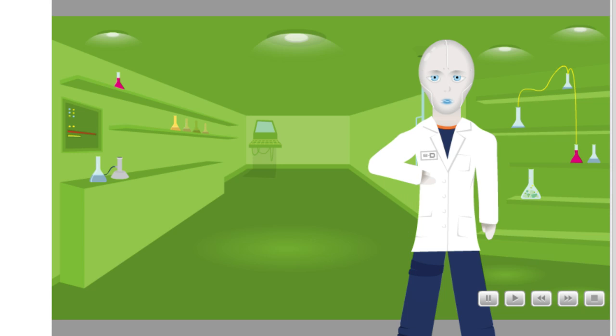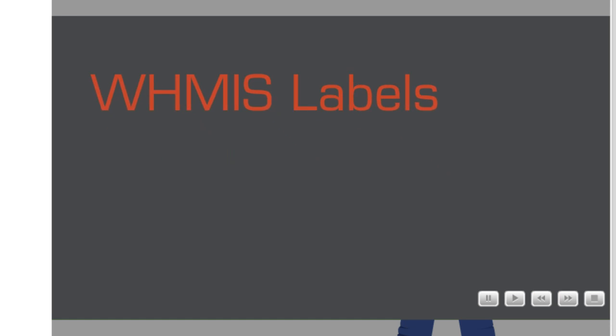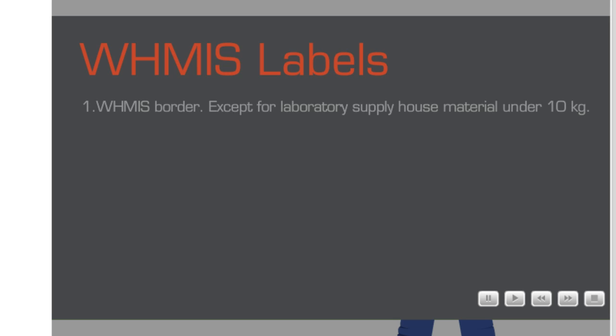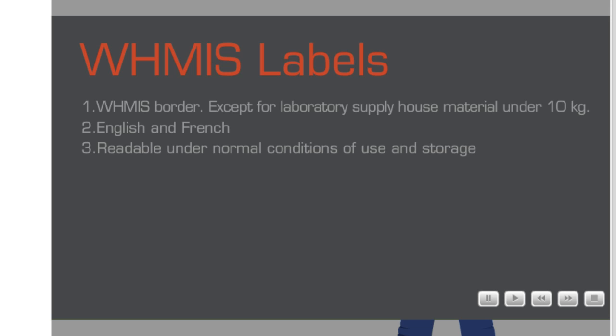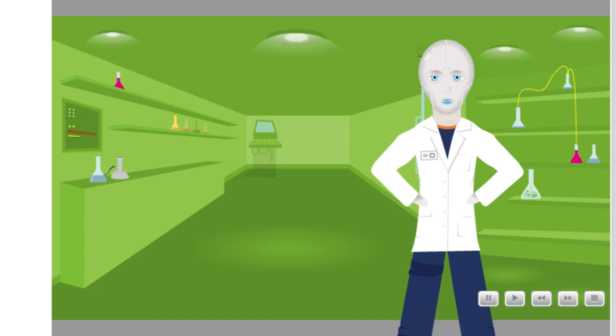Let's talk WHMIS labels. Supplier labels are placed on any container of a controlled product brought into a Canadian workplace that has been classified as a hazardous material. Each label must contain the following information. 1. WHMIS border, except for laboratory supply house material under 10 kilograms. 2. English and French. 3. Readable under normal conditions of use and storage. 4. Durable and resistant. They must remain attached and legible during the life of the product.